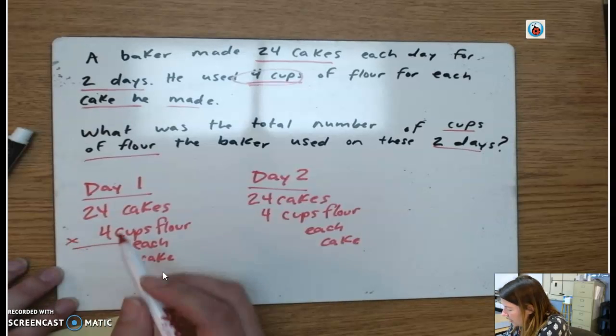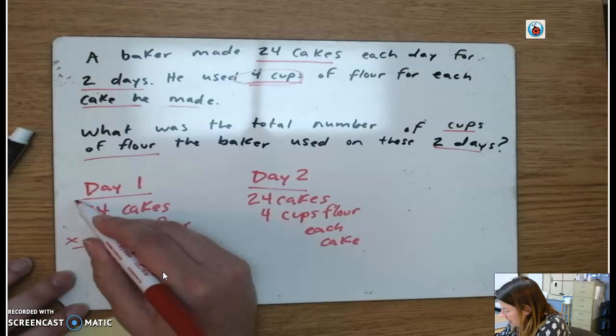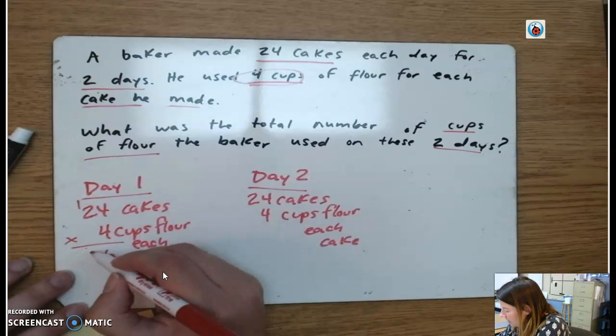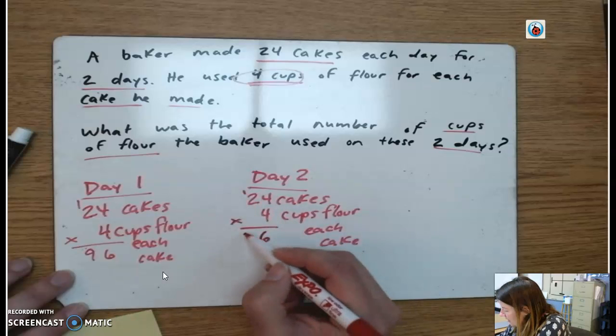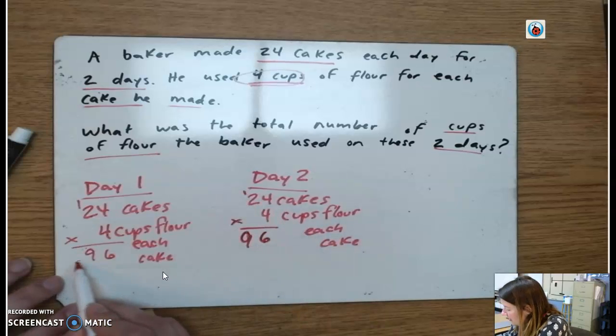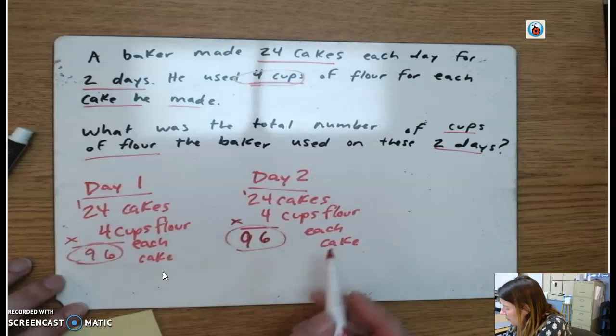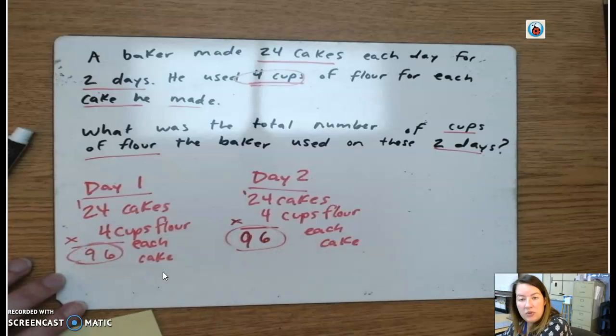We would need to multiply. 4 times 4 is 16. 4 times 2 is 8 plus 1 is 9. Same thing over here. It should be the same thing. So 96 cups on day 1, 96 cups on day 2.